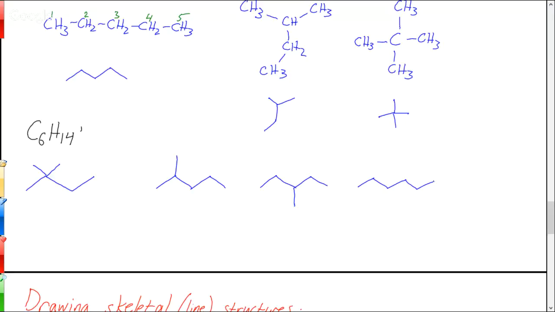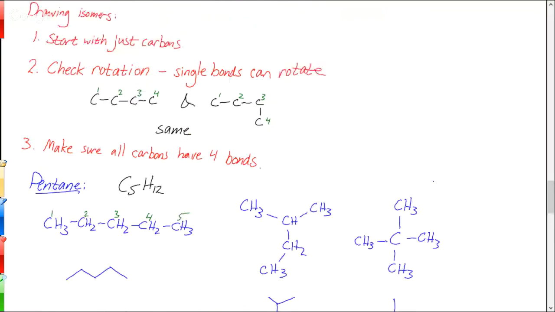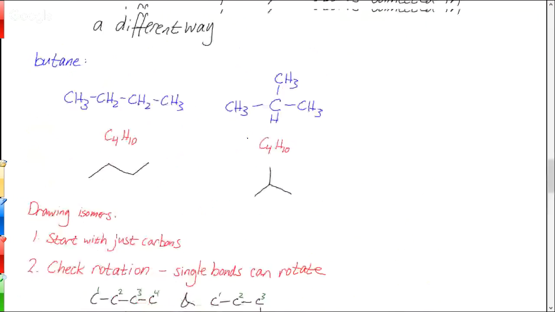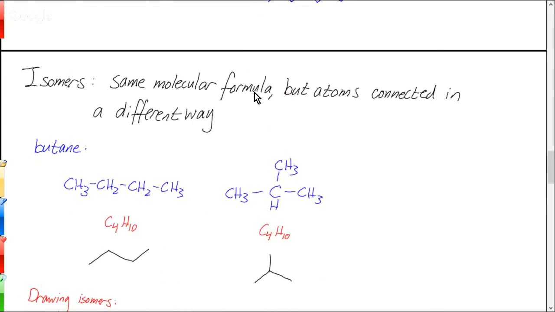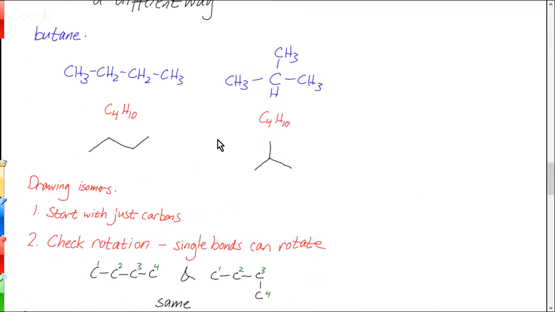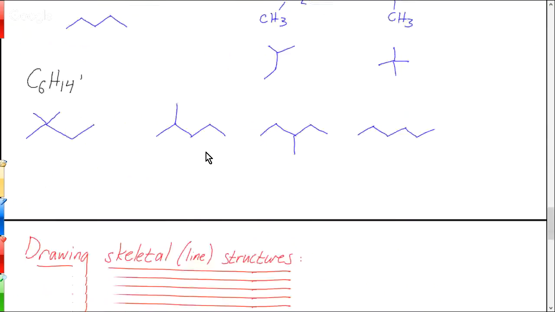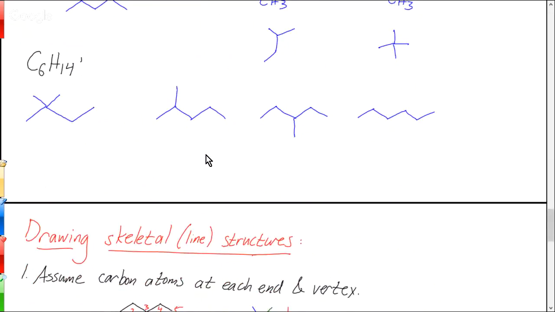Let's think again about the definition of isomers. They're the same molecular formula, but the atoms are connected in a different way. So different connections. Is that one here showing atoms connected in a different way or not? And then also remember that these are representations of actual physical molecules. So imagine having like a model of this in your hand. Would those be different or would they be the same?